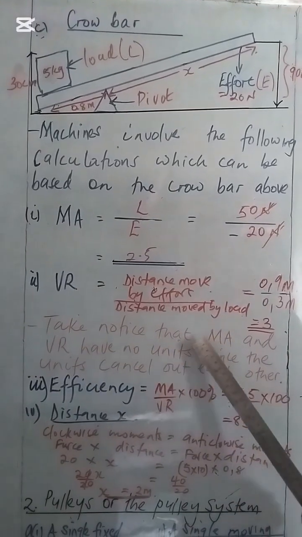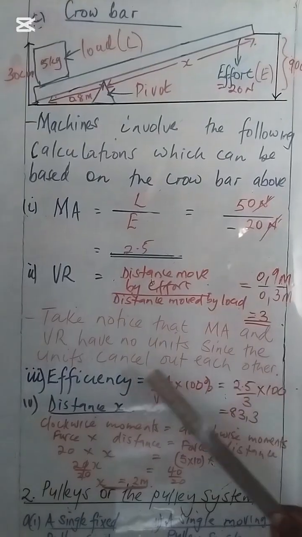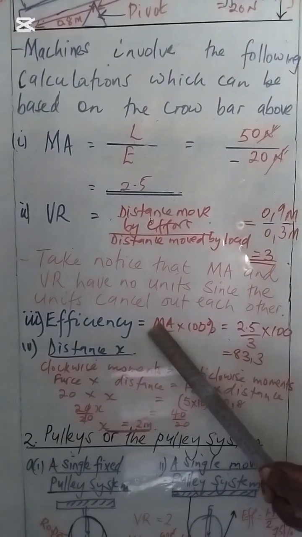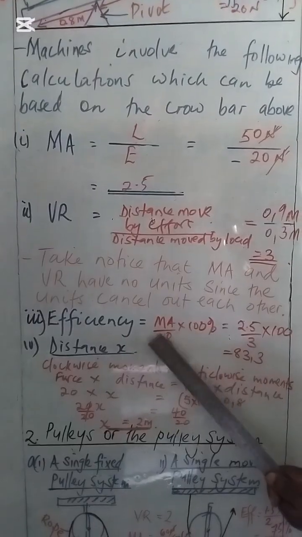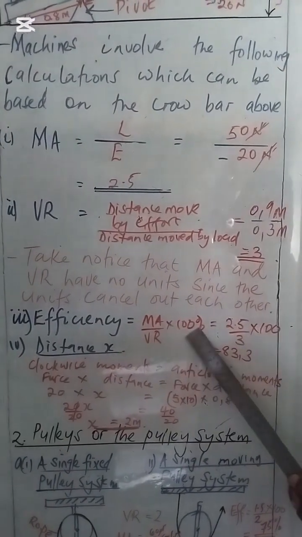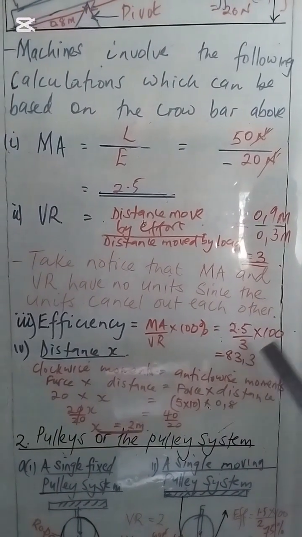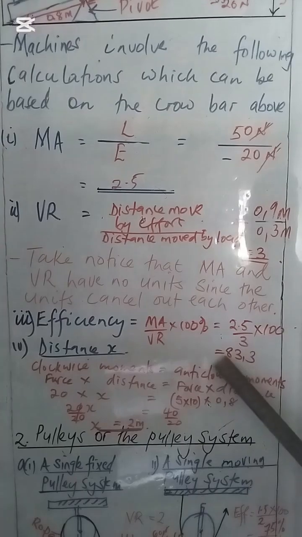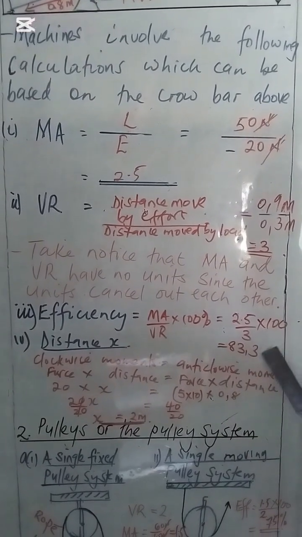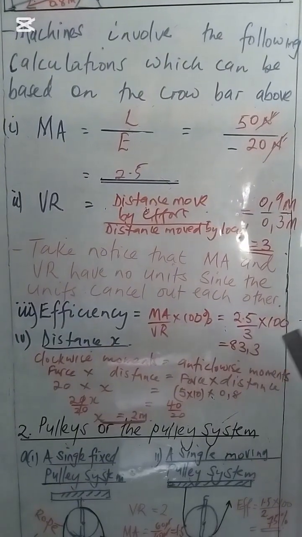Take notice that MA and VR have no units, since the units cancel out each other. Efficiency is simply mechanical advantage divided by VR. Since it is a percentage, we multiply by 100. In our example, MA is 2.5, VR is 3, times 100, and the answer you get is 83.3%. I have left the percentage sign here, which you should not do.